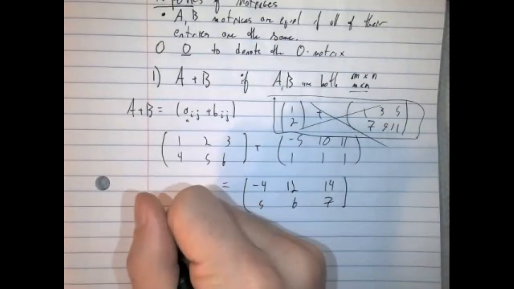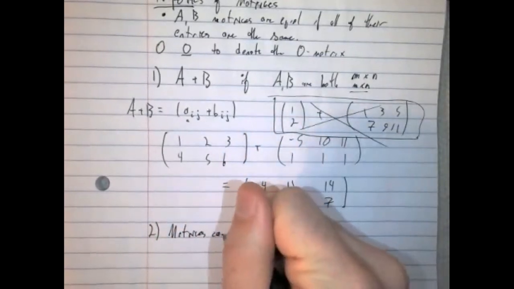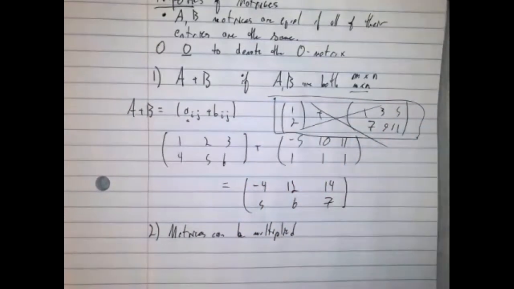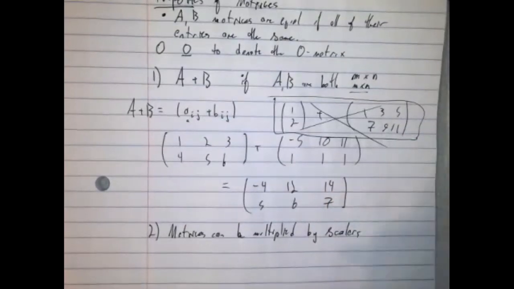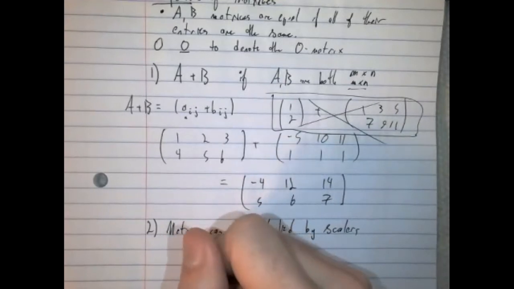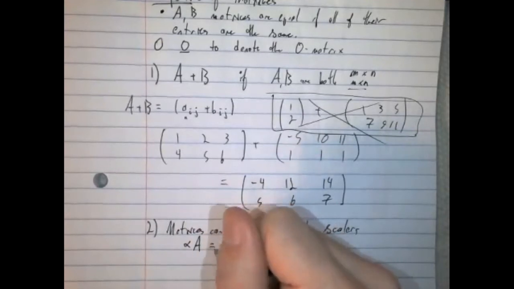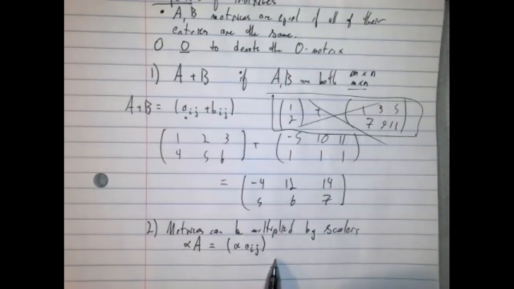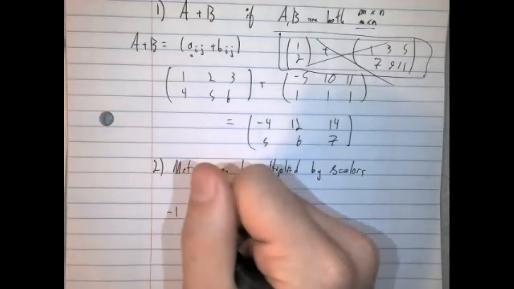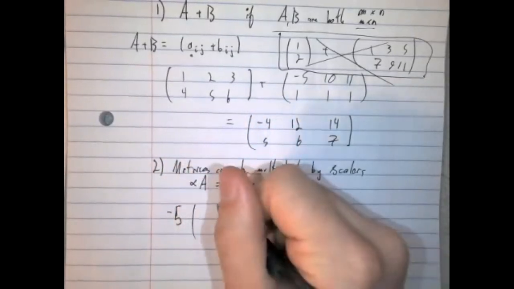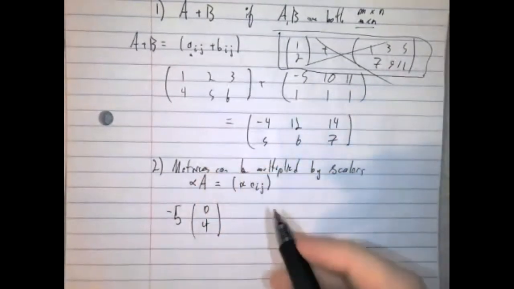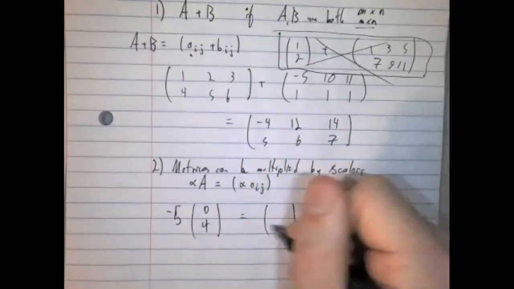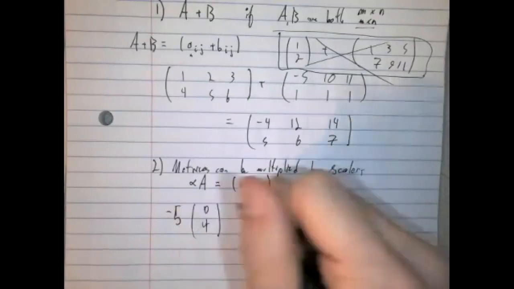Matrices can be multiplied by scalars. What does this mean? If I take any scalar alpha, either complex or real, then alpha times A is equal to the matrix alpha Aij. Does this notation make sense? What does this notation say that I've done? You multiply every entry by alpha? Exactly. I multiply every entry by alpha. So with alpha equal to negative 5 and the matrix 0, 4, everything gets multiplied by negative 5. So this goes to 0, and this goes to negative 20.